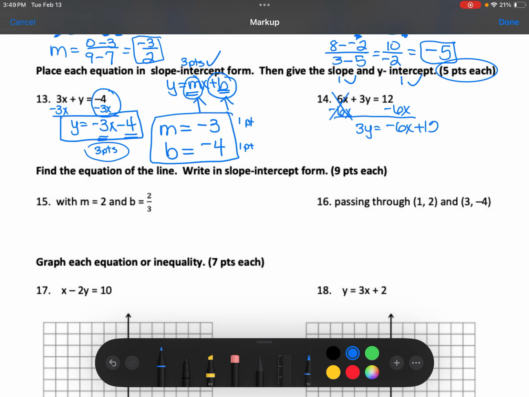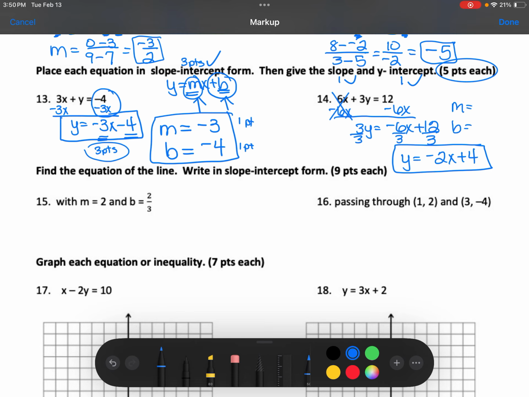Okay, I put the x first because that's how they want it in the slope-intercept form. And now I'm going to divide by 3 on all terms. Each term has to be divided by 3. So y equals negative 2x plus 4. And that is my equation, but now I need to write the slope and the y-intercept.